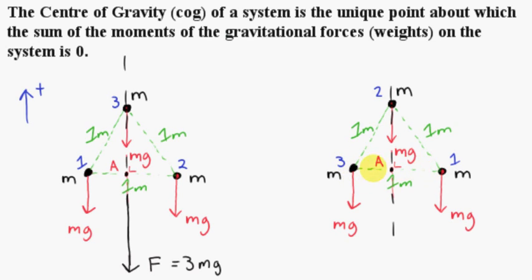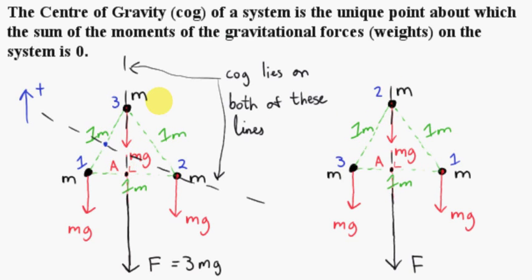But in exactly the same way we could calculate the line of action of the resultant force, and we would find that it's this line here, and this is the line from mass number 2 to the midpoint of the opposite side. So the center of gravity must lie on both of these lines, so the only way that can happen is if it lies on the intersection of these two lines.